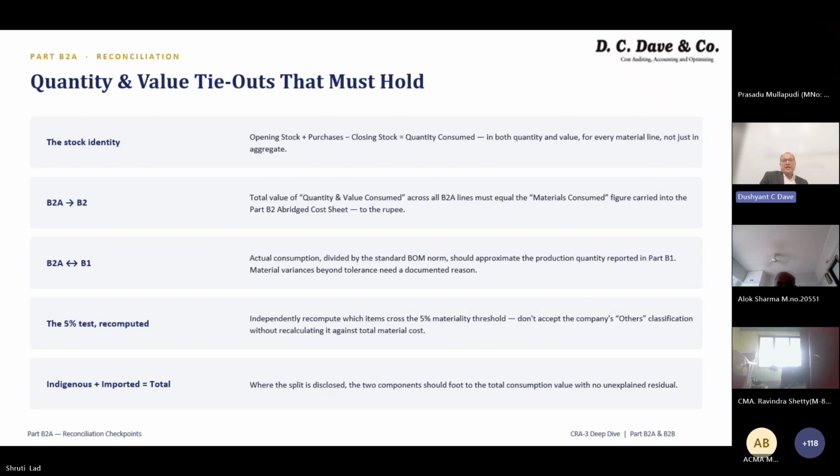Now the question which I'll pause here and ask you gentlemen is: if quantity reconciles but your value does not, is that acceptable? As a cost auditor, or even a person who is maintaining costing records in an industry himself, if the quantity reconciles but value does not reconcile, is it acceptable? Are we accepting this situation? Quantities are reconciled, values are not reconciled.